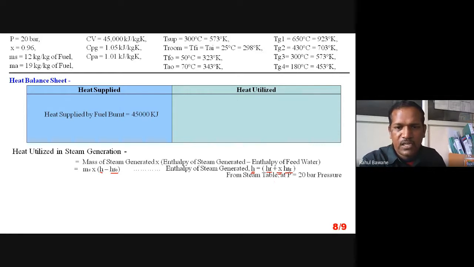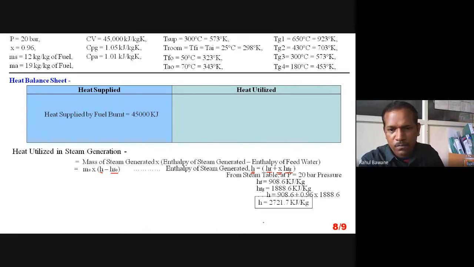We know the pressure, 20 bar. So using the steam table, we will find out at 20 bar what is the amount of HF. It is given as 908.6. What is the amount of HFG? It is 1888.6. So from the steam table, we can use these values and calculate the enthalpy of steam. In most cases, all these values are given in your numerical. We don't need to use the steam table; nowadays, it is already given in the numerical statement. So H is known.